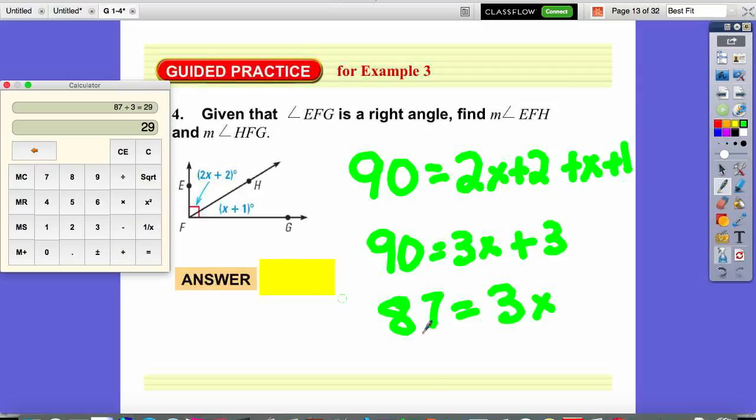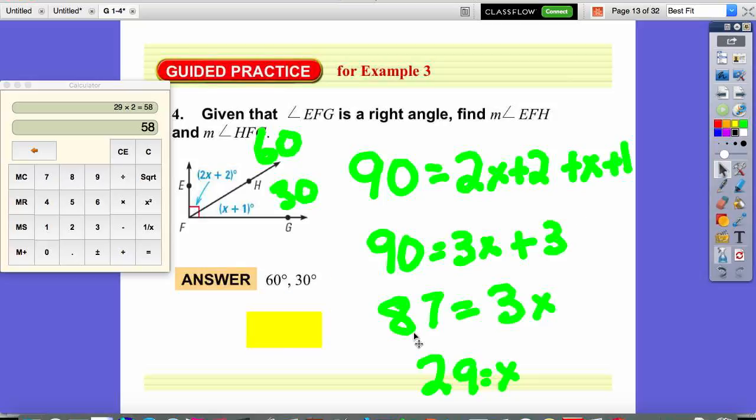87 divided by 3 is 29. So they want me to find EFH. 29 times 2 equals 58, plus 2 is 60. And 29 plus 1 is 30. And 60 plus 30 equals 90. So I know that I'm correct.